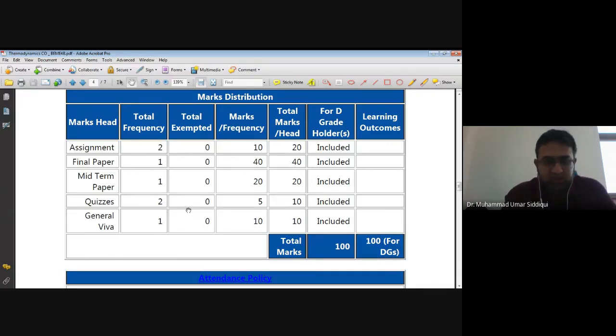Then you will have 1 final paper, which will be 40 marks. You will have a midterm paper, which will be 20 marks. You will have 2 quizzes in between, each 5 marks. So that will be 10 marks total for the 2 quizzes.